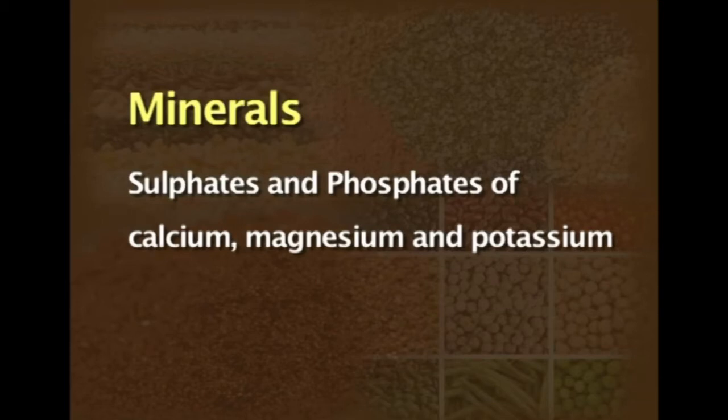Most of the minerals are in the form of sulfates and phosphates of calcium, magnesium and potassium, and 80% of the phosphorus is found in the form of phytin. Now, the importance of phytin is it interferes with the bioavailability of iron in our daily diet, and this can be eliminated through processing techniques, such as polishing, refining, germination and fermentation.